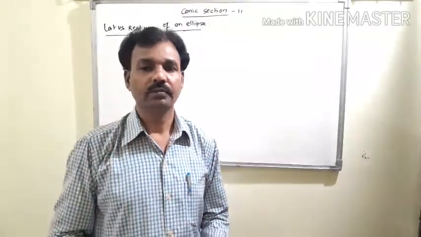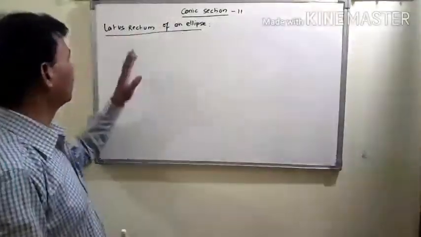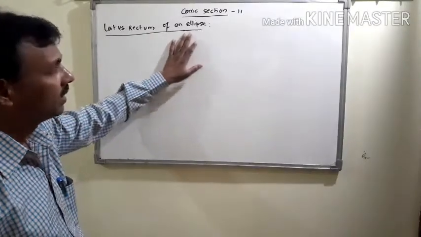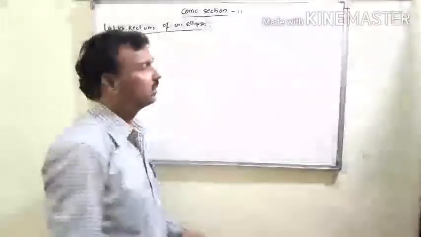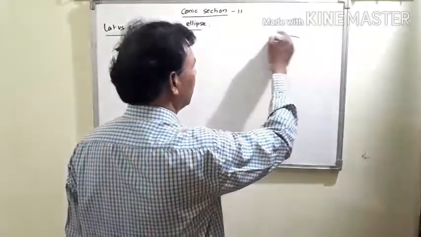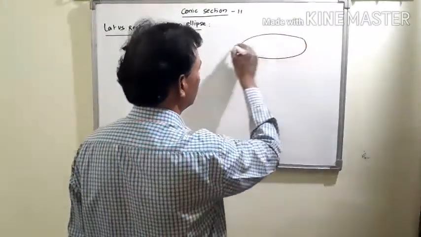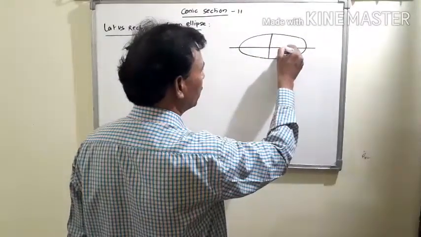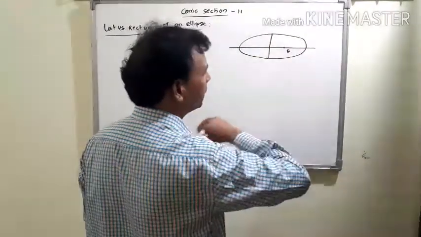Hello students, in this video we will discuss the latus rectum of an ellipse. What is the latus rectum? The latus rectum is nothing but a line that passes through any focus of the ellipse.